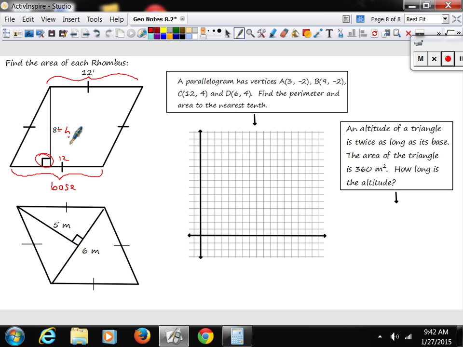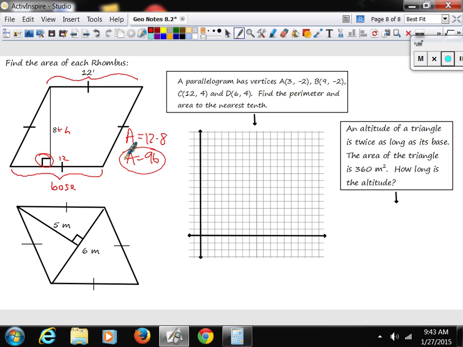So how do I get the area for that rhombus? Is a rhombus a parallelogram? What was the area for the parallelogram? Base times height. So what am I going to do here? Base is 12, height is 8, so 12 times 8. Your area is 96.